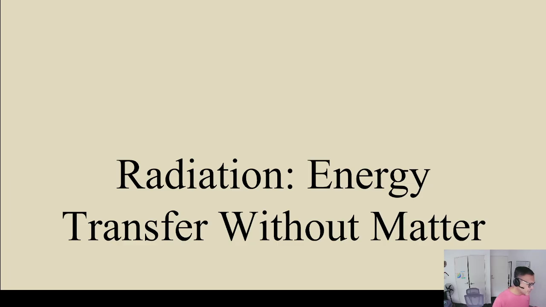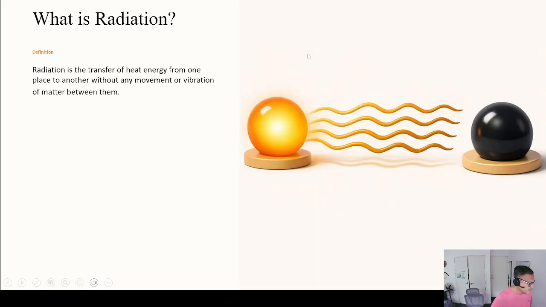So when energy transfers, and that is also heat energy, the earth gets heated, these days particularly it's quite hot. So that energy transferred, light is an energy, heat is an energy, it got transferred without matter. When that happens, we call it radiation. Cool. So radiation is the transfer of heat energy from one place to another without any movement or vibration of matter. Cool. So it should be easy to understand now with the sun and earth example and no matter.